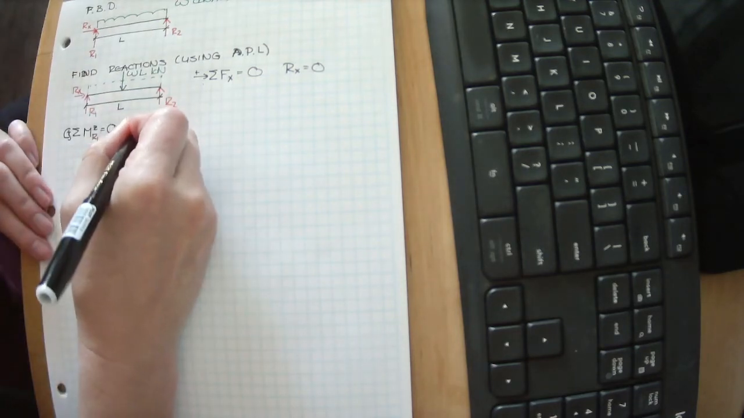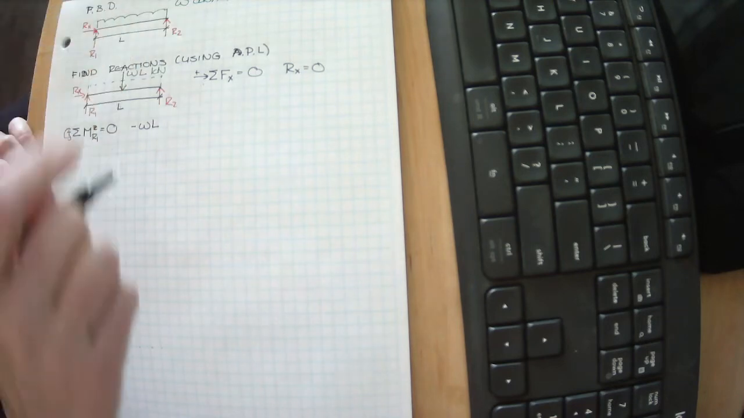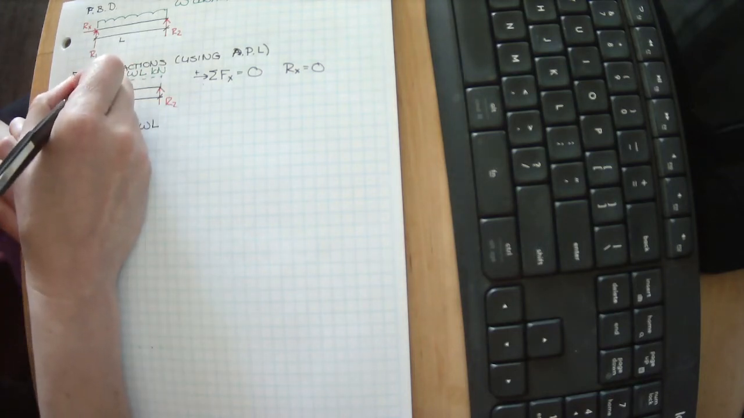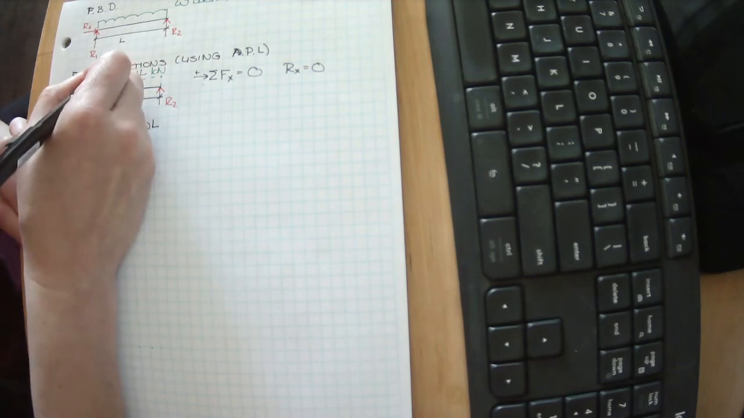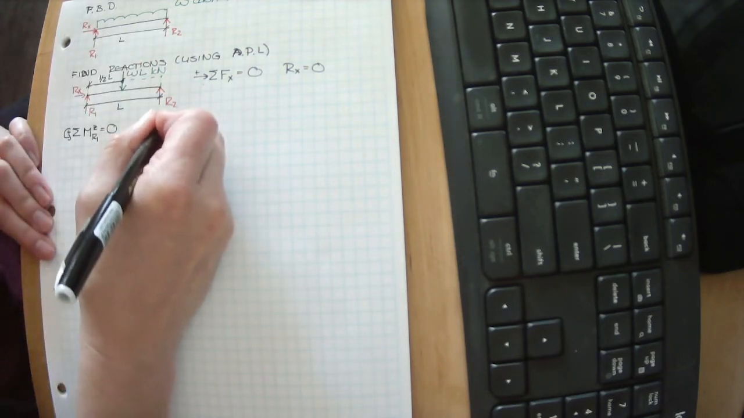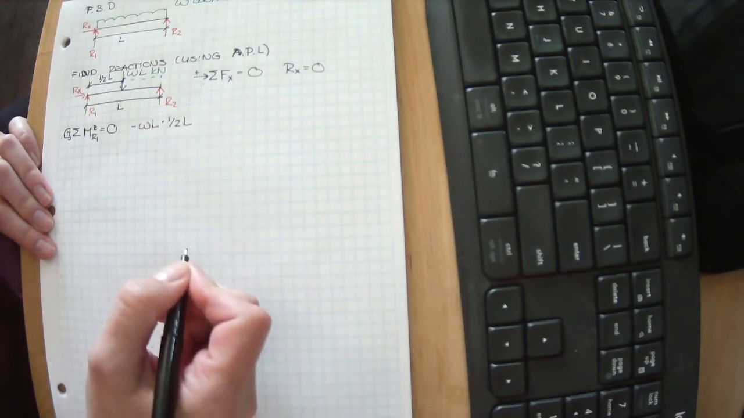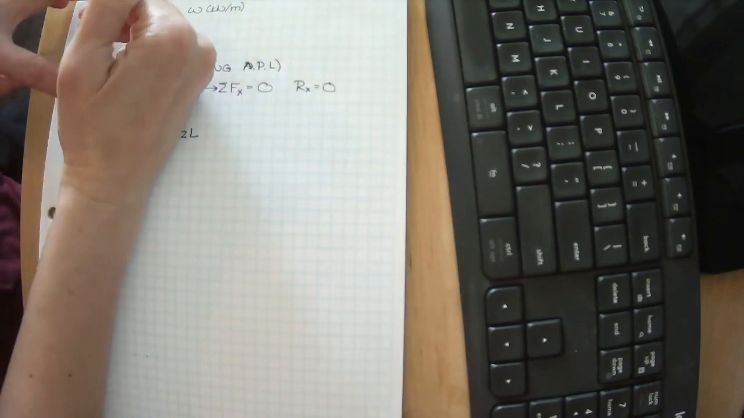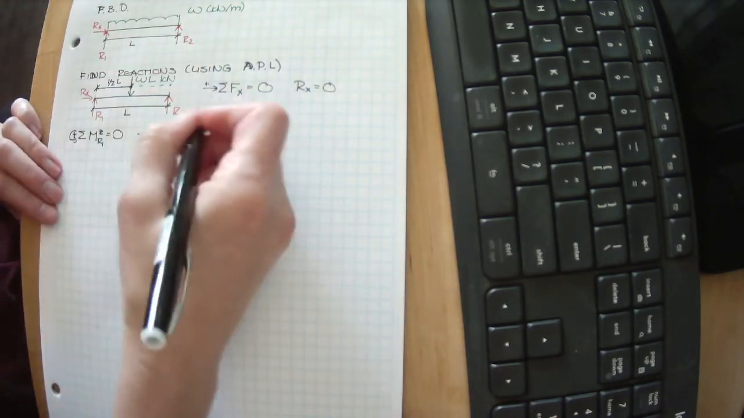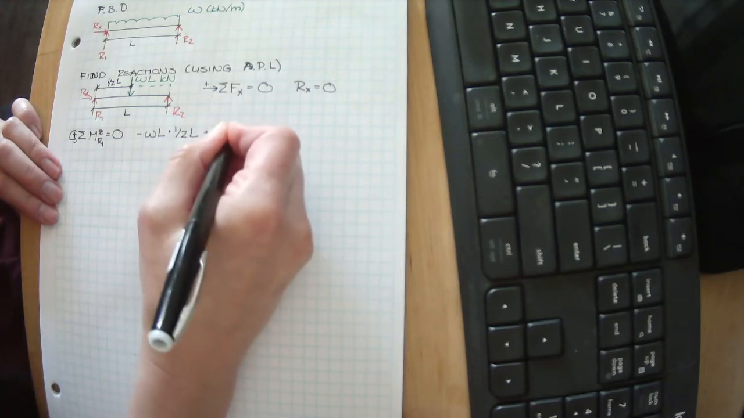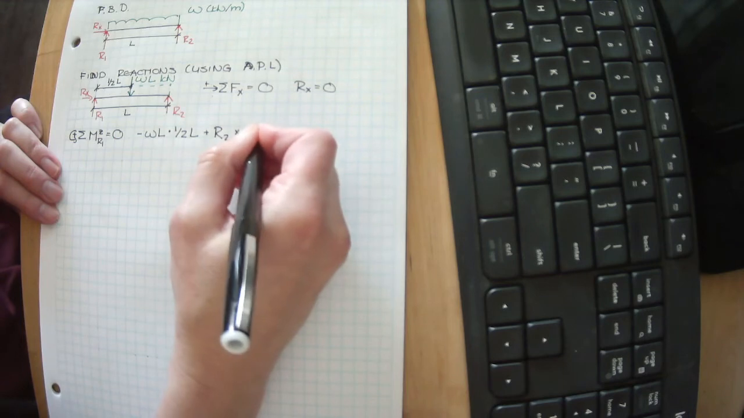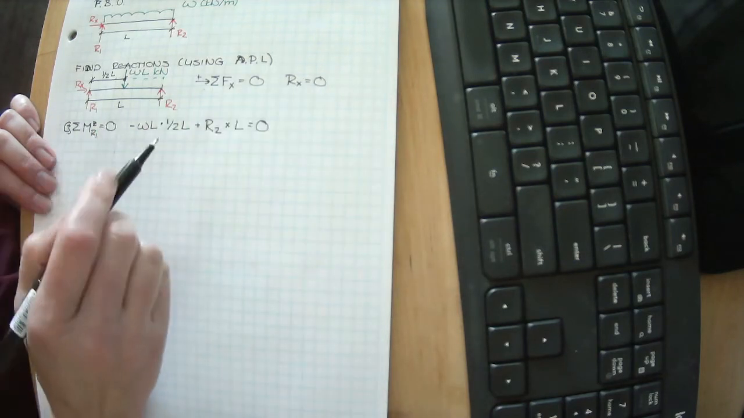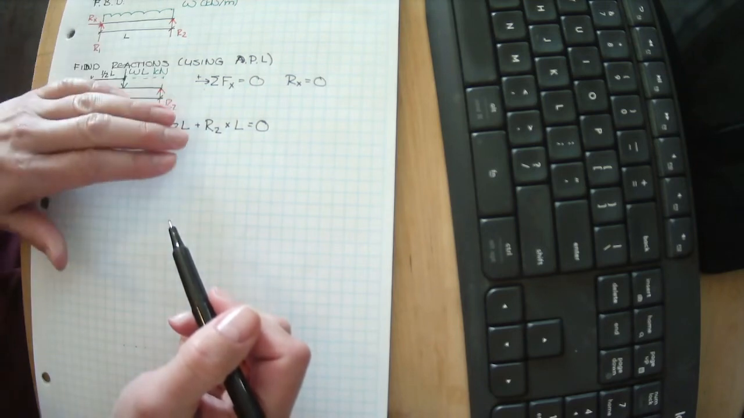So I have minus WL trying to spin it in that direction. To be a moment, you need a force and an eccentricity. Where is this taking place in our analogous point load? It is taking place at 1/2 L. So times 1/2 L. Thumbtack still here. R2 is trying to spin it in that direction. Curl my fingers in the direction it's trying to spin it. My thumb is pointing upwards, so it's positive. So plus R2 times L equals 0.